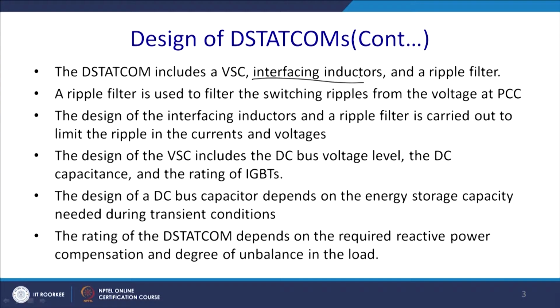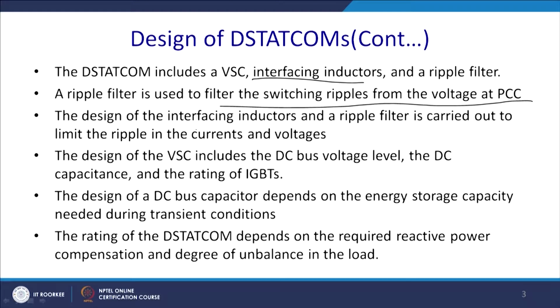interfacing inductor and the ripple filter. Please recall the circuits we discussed in the previous class. The ripple filter is used to suppress the switching frequency at the point of common coupling. So, switching ripples have to be mitigated by the ripple filters, and accordingly the cutoff should be near the switching frequency. So, you require a very small filter to do that.